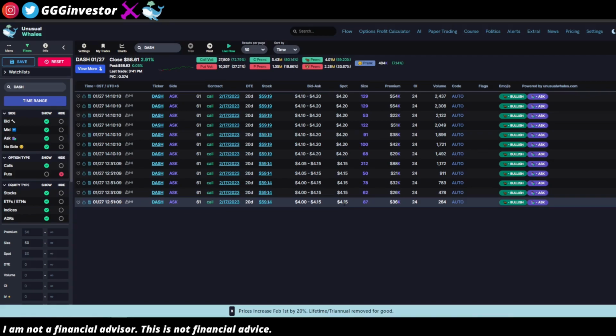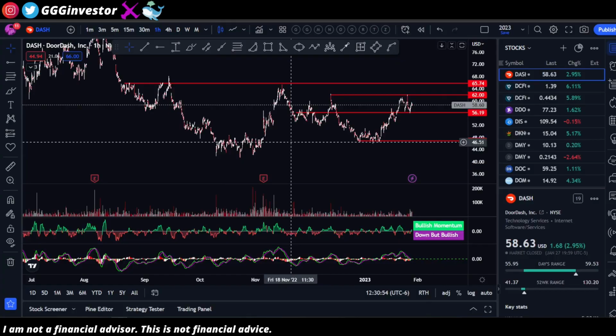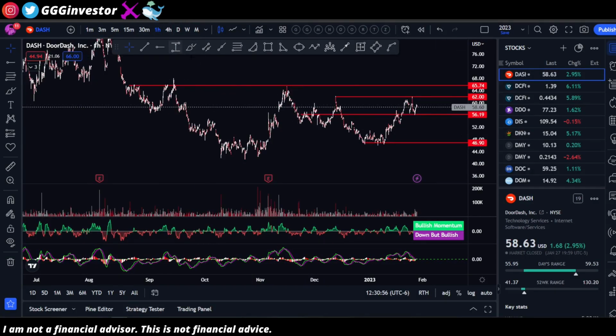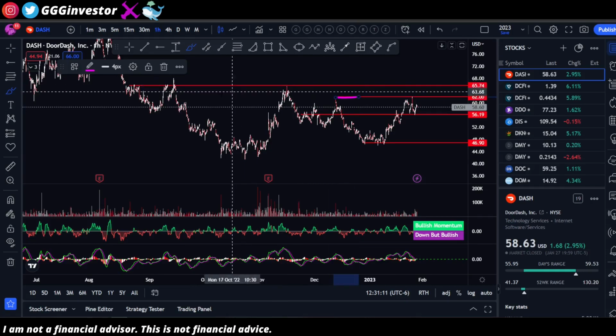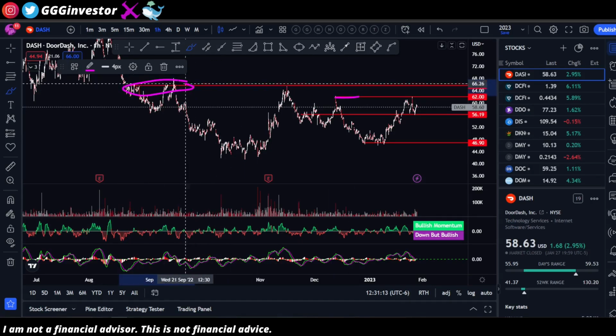Let's hop on over to the chart and see what we can find out. Moving over to the chart, we are going to be looking at this on the 1 hour since our contracts do have a little bit more time than the last ones. These expire not until February 17th, so about 20 days out. First thing I'm going to note is this could be breaking out to our first target of 62, and then our main target is going to be about $65.